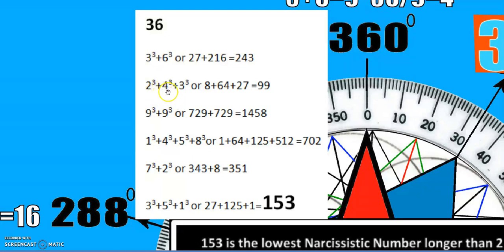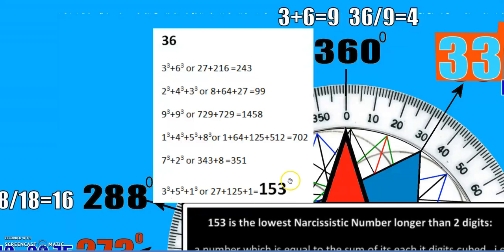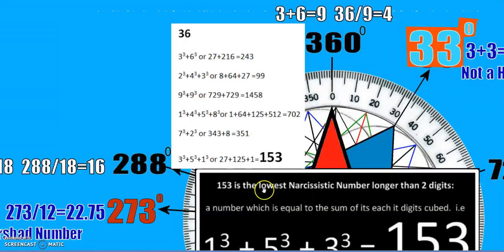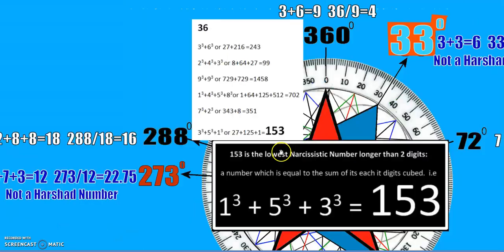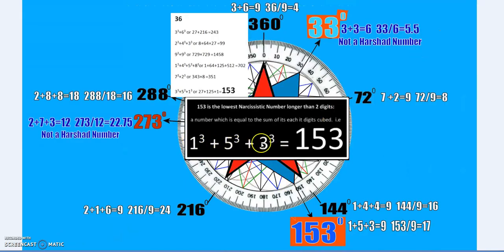243, 2 cubed plus 3 cubed, 4 cubed plus 3 cubed, 99. 9 cubed plus 9 cubed, 148. Well, they'll always reduce down to 153. And that's where they'll stop, because 1 cubed plus 5 cubed plus 3 cubed equals 153, the lowest narcissistic number.